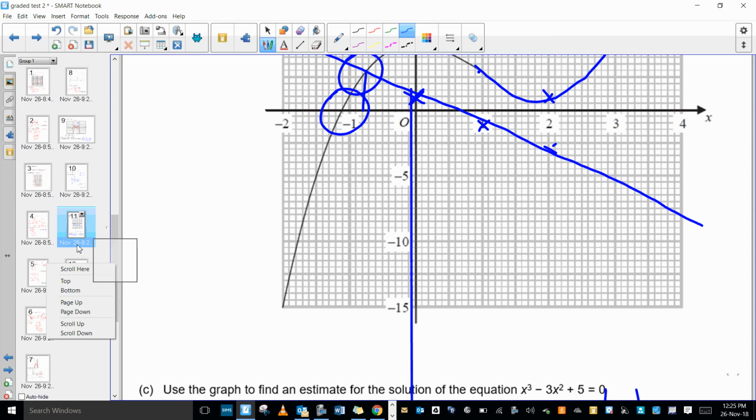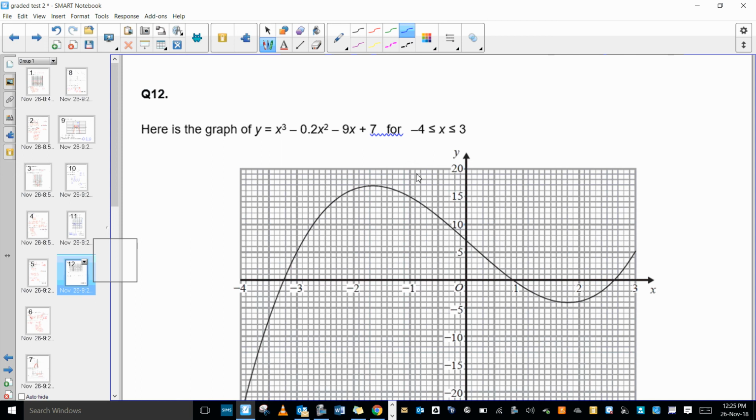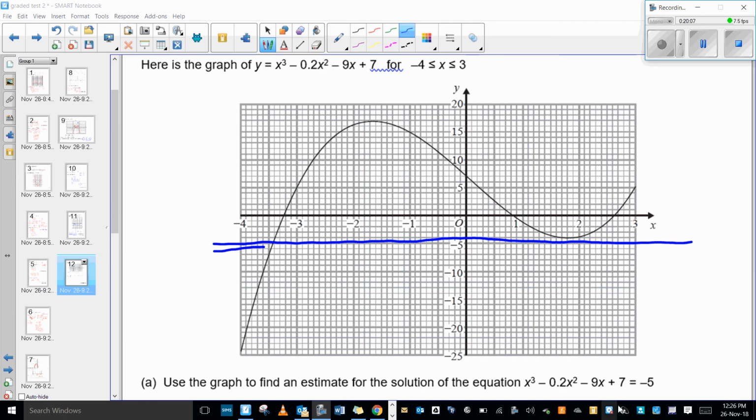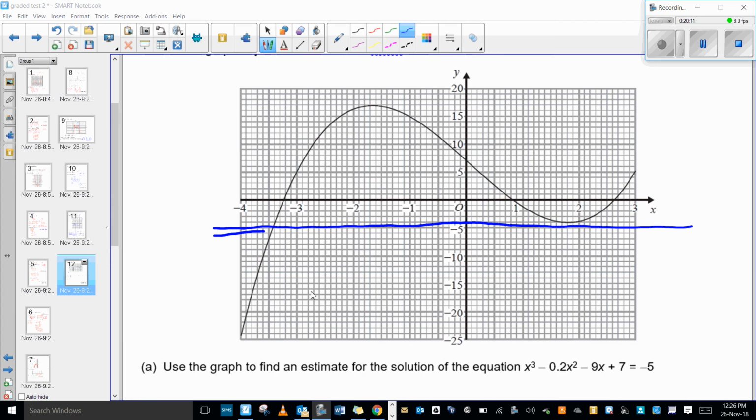Last one, find the estimates for this. Where is it equal to -5? So that's here, so that's -3.4.